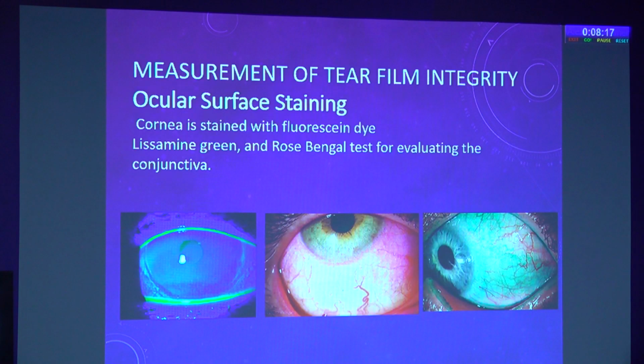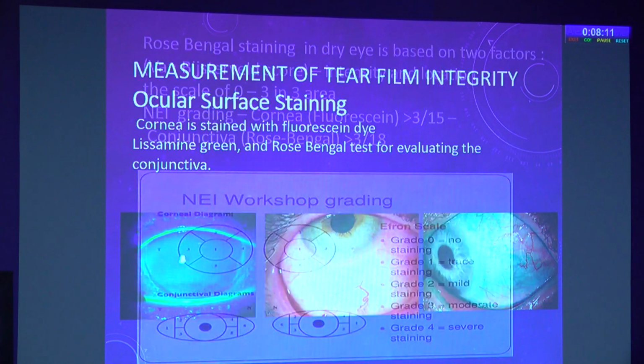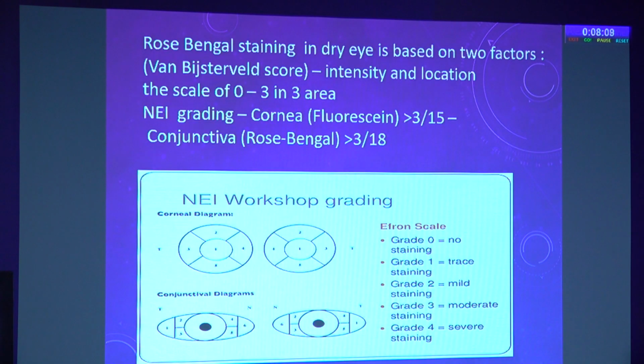How do you measure the tear film integrity? You have to stain the cornea with fluorescein, or the conjunctiva with lissamine green and rose bengal. According to the rose bengal staining, the intensity and location of staining in the conjunctiva is taken into consideration and graded accordingly. According to National Eye Institute grading, corneal fluorescein staining of anything more than 3 and conjunctival rose bengal staining of anything more than 3 is also significant of a dry eye. We can use the Efron scale, according to which we can grade the ocular surface.